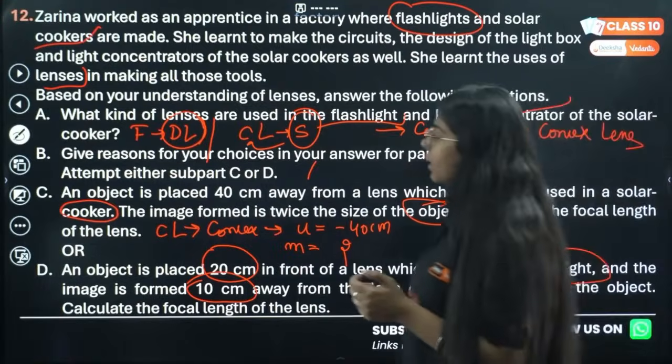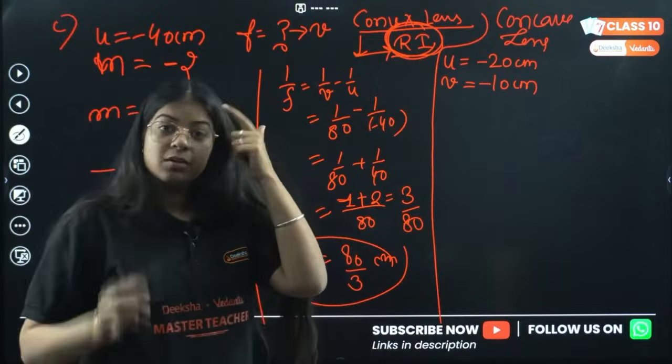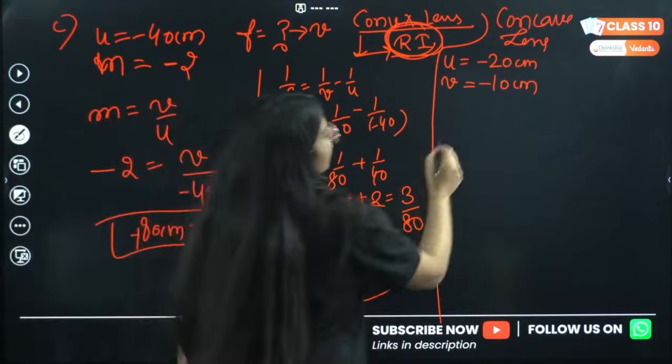Now calculate the focal length of the lens. See, even if it was given in the question, we still used our brain. That's what you have to do. I just have to calculate the focal length.